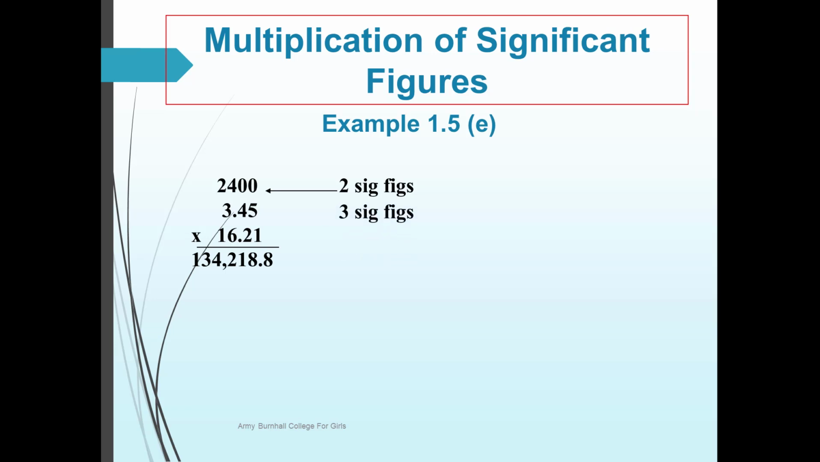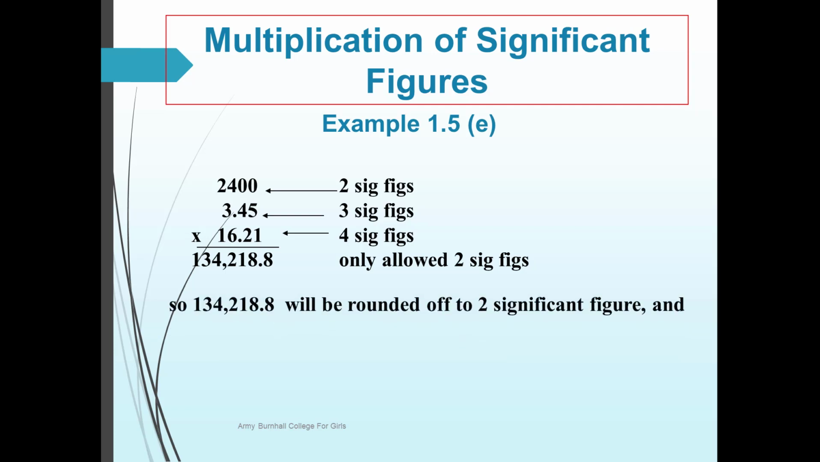In 3.45 we have 3 significant figures, and in 16.21 we have 4 significant figures. So the least number of significant figures here is 2. We have to round off the answer to only 2 significant figures. So 134,218.8 will be rounded off to 2 significant figures. The rest of the digits will become 0.